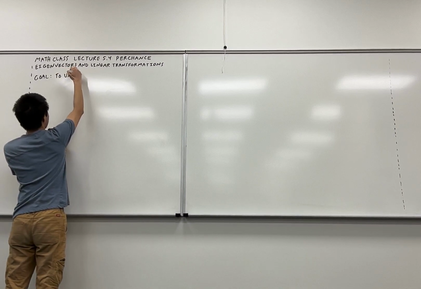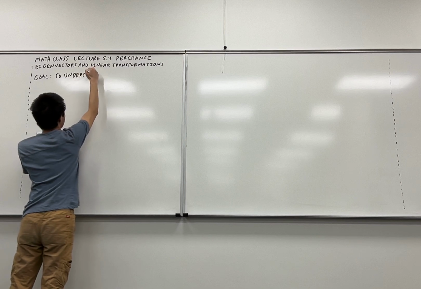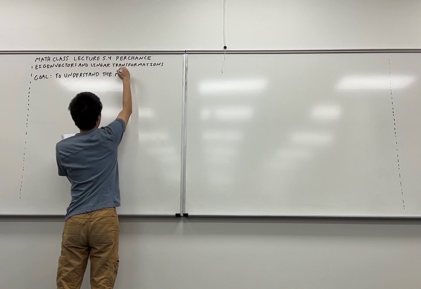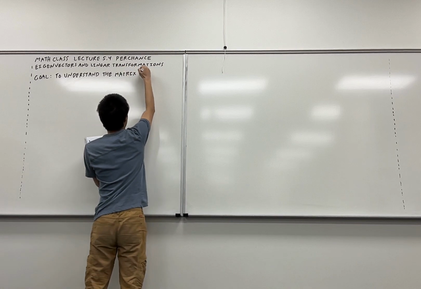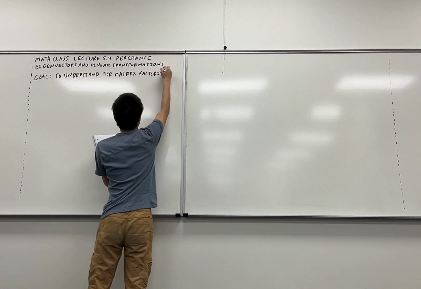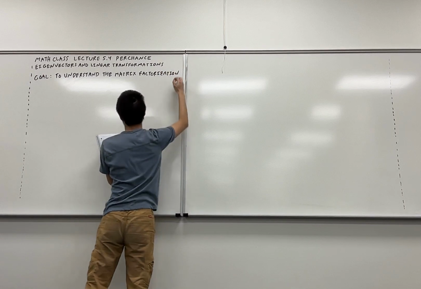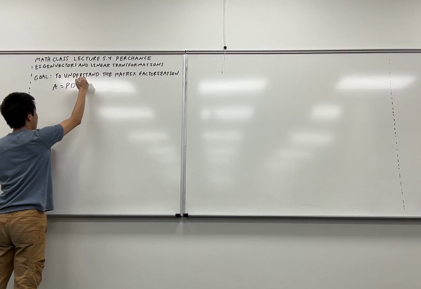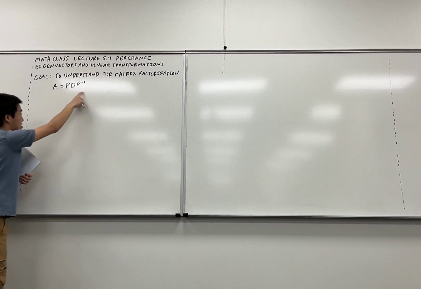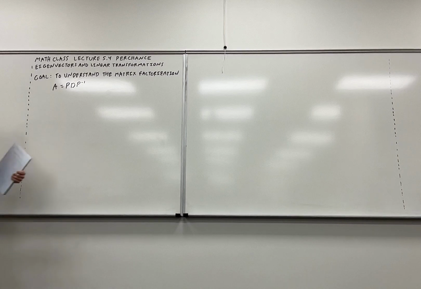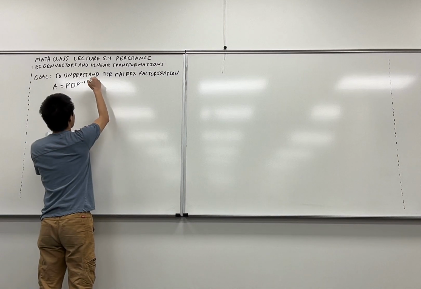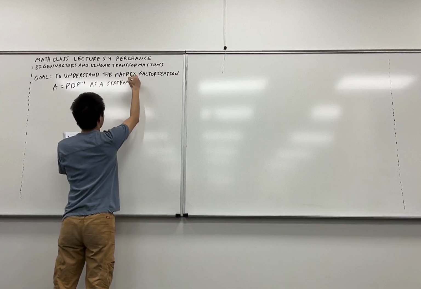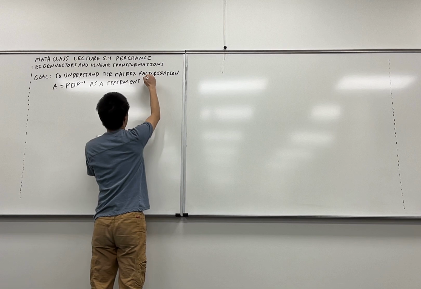So to understand the matrix factorization, A factored into PDP inverse, which, what did we call this process in 5.3? Diagonalization. As a statement about linear transformations.